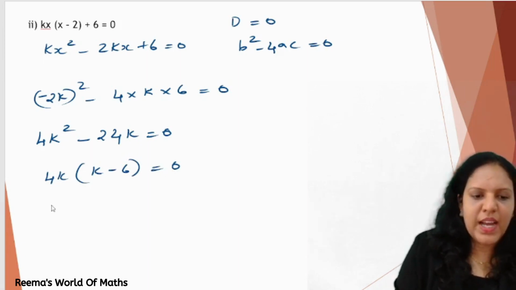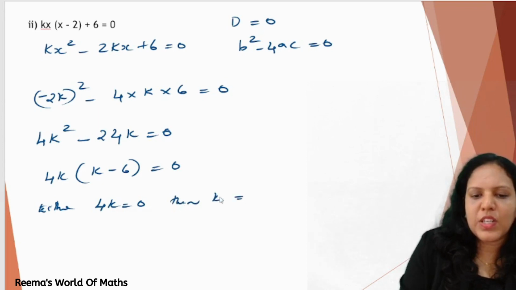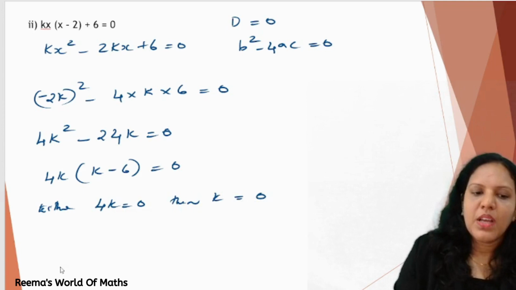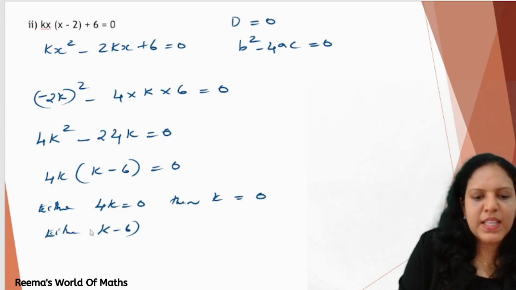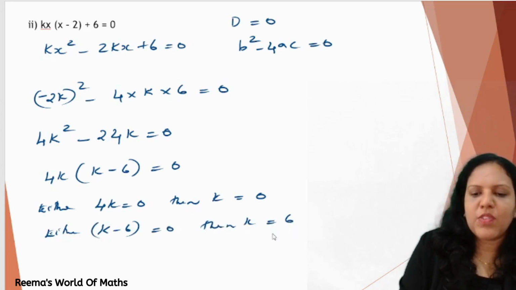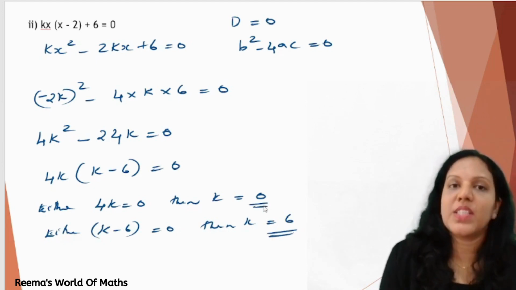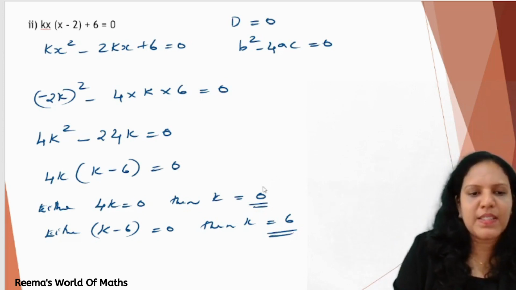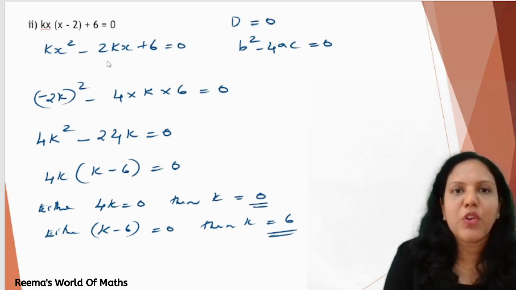In this case we can say either 4k equals 0, then k is equal to 0. Correct? Or k minus 6 equals 0, then k will be equal to 6. So either k can be equal to 0 or k can be equal to 6. But the given equation is a quadratic equation. If the value of k is 0, we won't have the x squared term, and the x term is also 0. So then it won't be a quadratic equation.